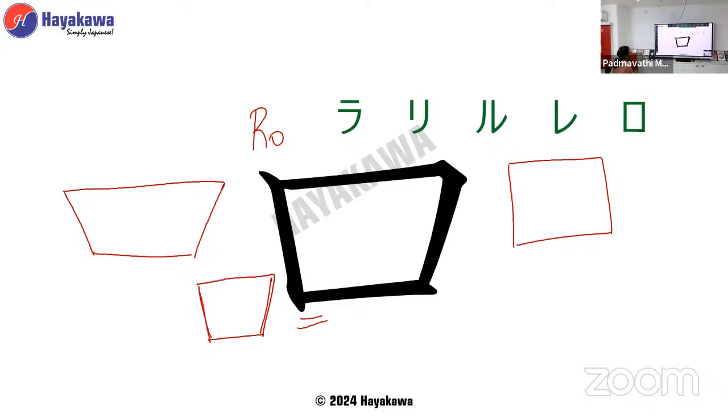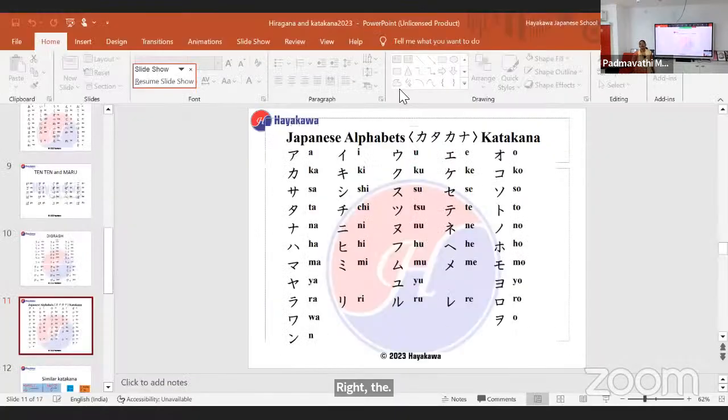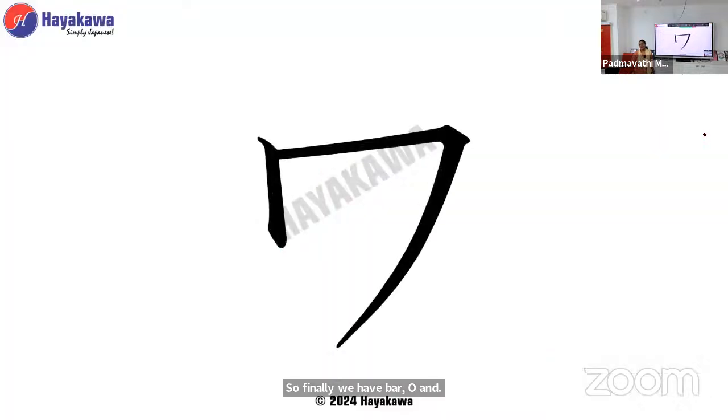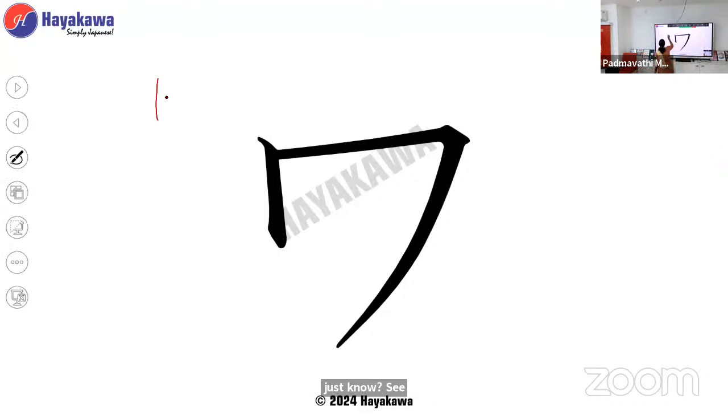Ra, ri, ru, re, ro. So finally we have wa, wo, and n. So this is wa. When you compare wa, can you see whether it is similar to any other letter?